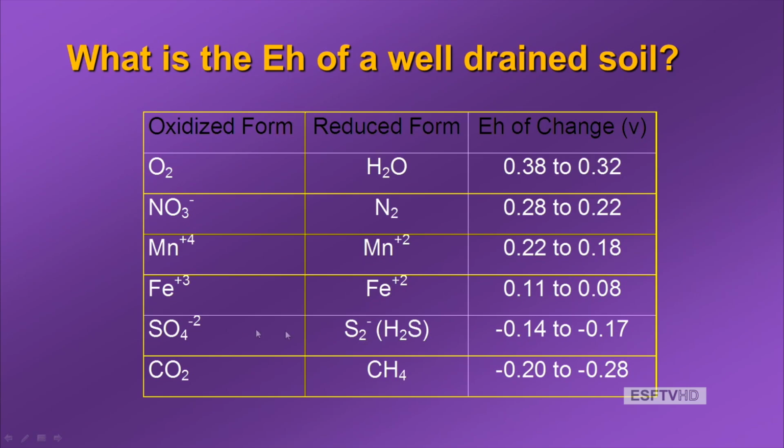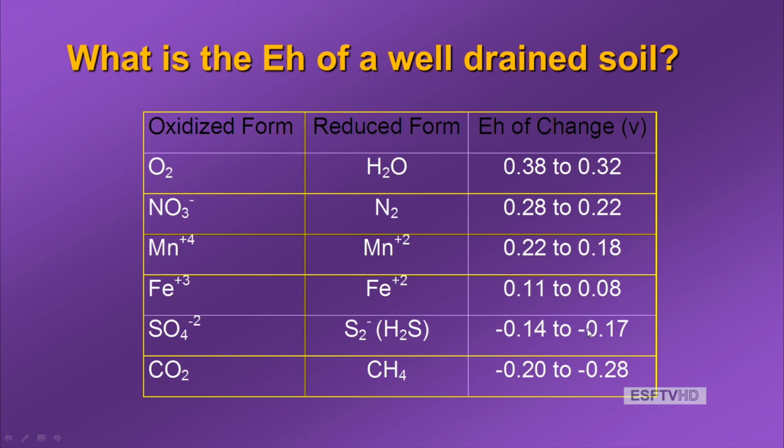And then we end up with sulfate. Sulfate is next in line in terms of electronegativity to receive electrons. And sulfate, SO4 minus 2, is reduced to S2 minus, and S2 combines with hydrogen, so you get the sulfide. And you know when that happens, that begins to stink. It smells like rotten eggs. And the Eh value for that is yet lower, minus 0.14 to minus 0.17.